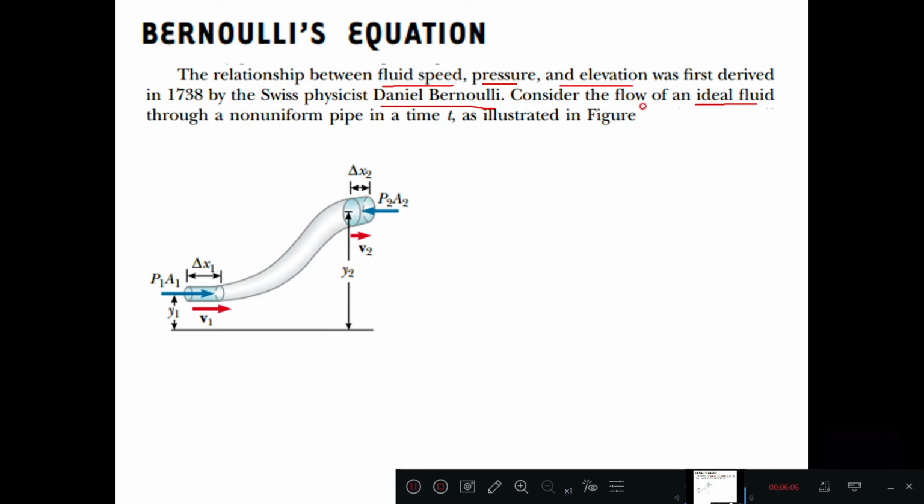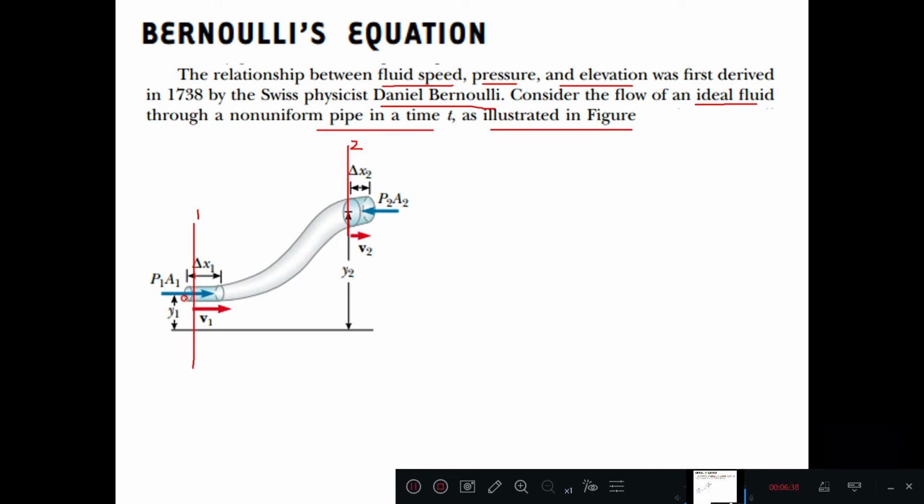Consider the flow of an ideal fluid through a non-uniform pipe in a time t, as illustrated in the following figure. Let's look at this picture here. This is a non-uniform pipe. Let us take this as section 1 and this as section 2 here.